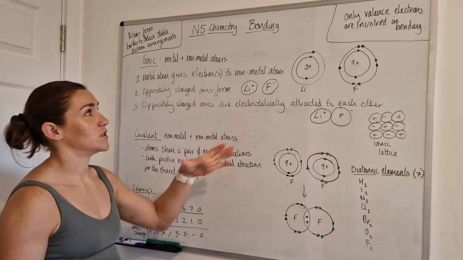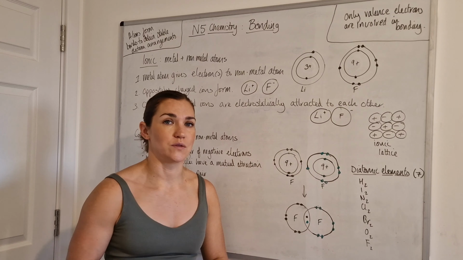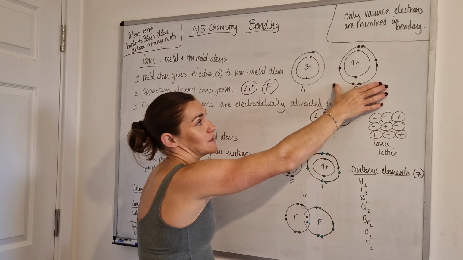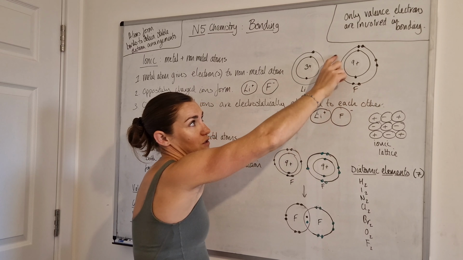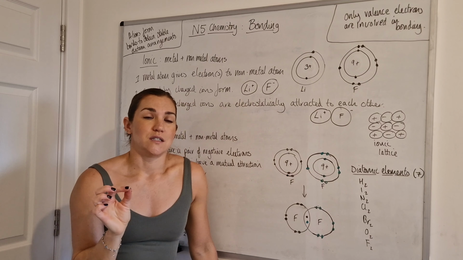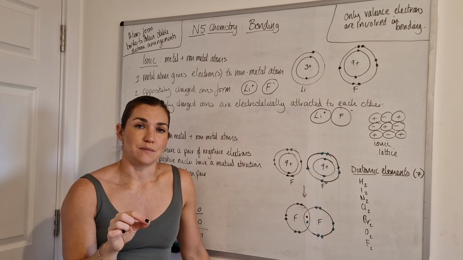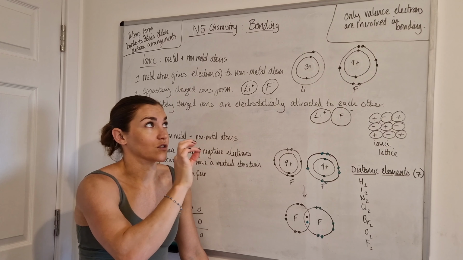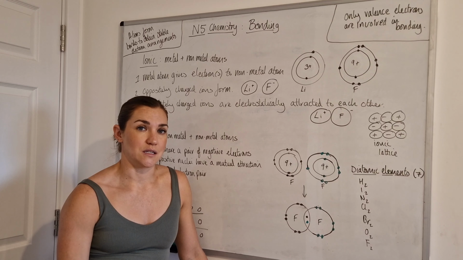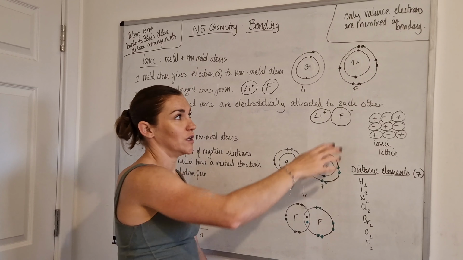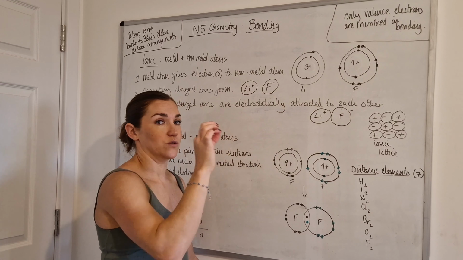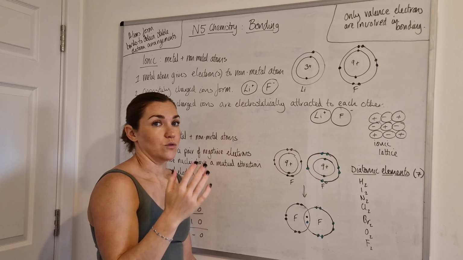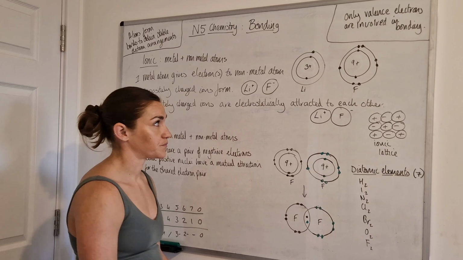The other thing to note about bonding is that it's only the valence electrons that are involved in bonding. So the valence electrons are the ones on the outside. So if we look at this atom of fluorine here, the valence electrons are just the ones in this outer ring. And you can find how many valence electrons an atom has by looking up the electron arrangements page in the data booklet. So the number of valence electrons will just be the last number in its electron arrangement. So for example, fluorine, its electron arrangement is 2,7, which means it has 7 valence electrons. Lithium, its electron arrangement is 2,1, so it has 1 valence electron.